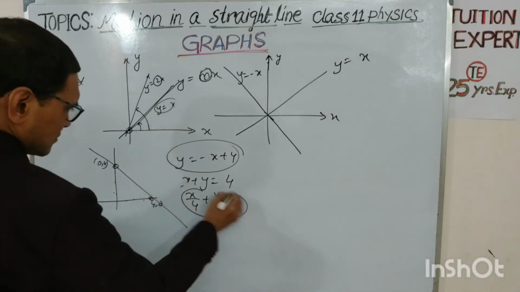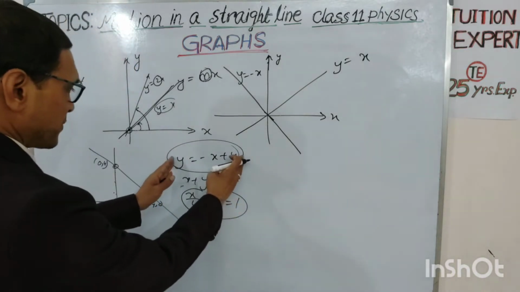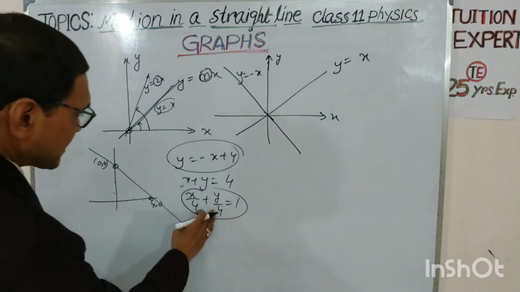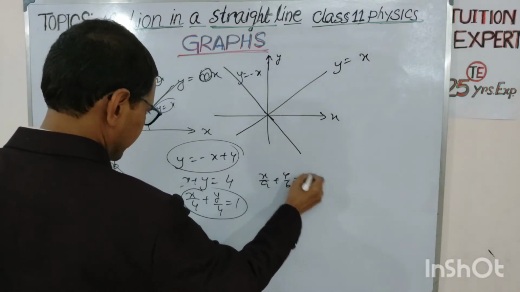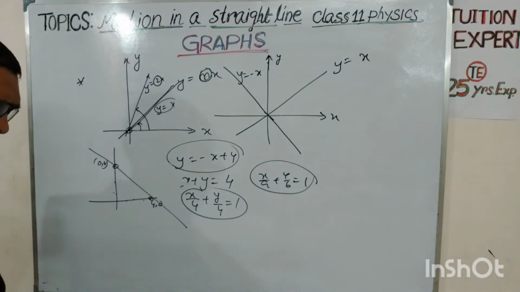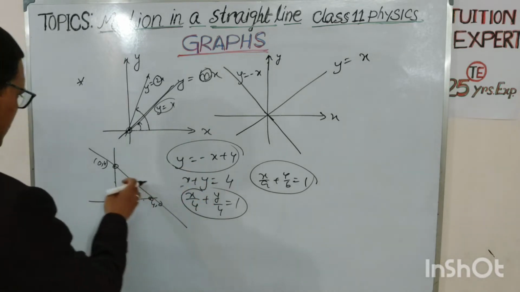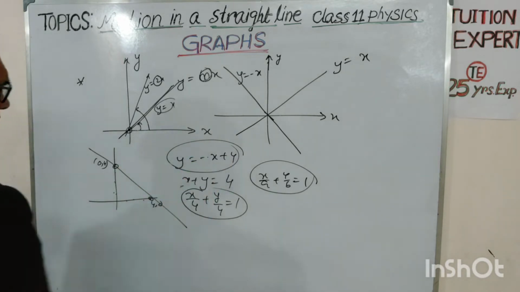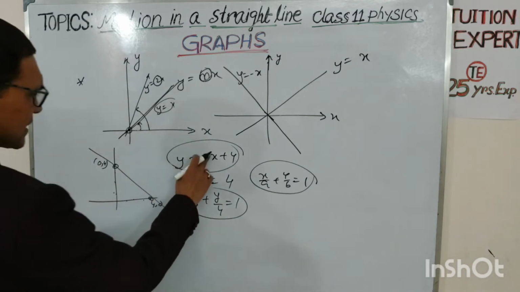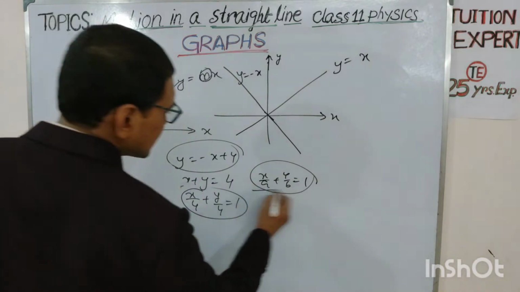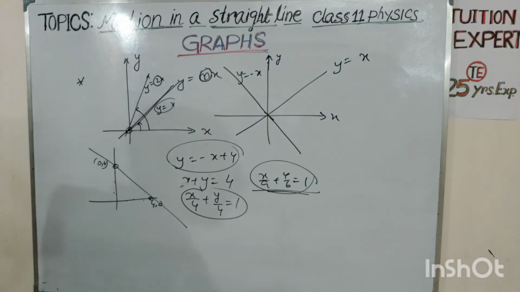So to draw the graph of a straight line, you have to express it in the form x by a plus y by b equal to 1. This will be more convenient. If you draw the graph with slope and intercept, it is longer and more difficult, but if you express it in this form, then drawing the straight line is easier.